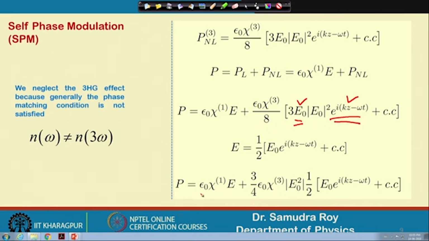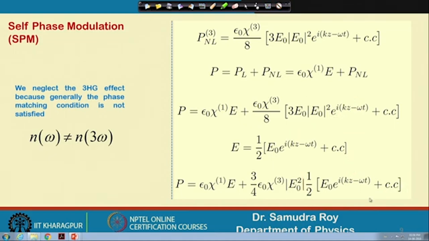So, if I do that, the second term can be written in this particular form, P is equal to epsilon 0 chi 1 E. The second term, if I modify slightly, will be 3 by 4 epsilon 0 chi 3 mod of E 0 square, then half of this quantity. I write it separately to show that this is nothing but my total E. Mind it, total E is the total electric field. This total electric field now has an amplitude term and a phase term. I just write amplitude and phase and complex conjugate together with a half. Then this term becomes E.